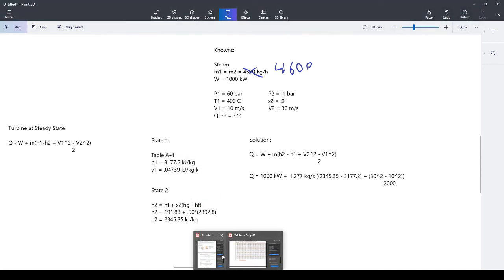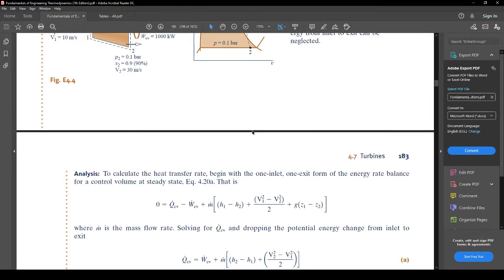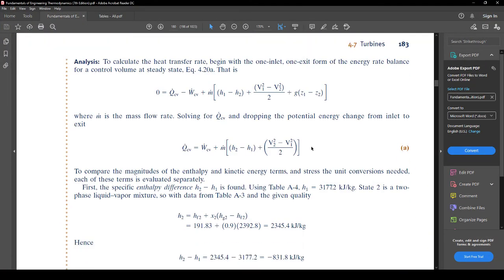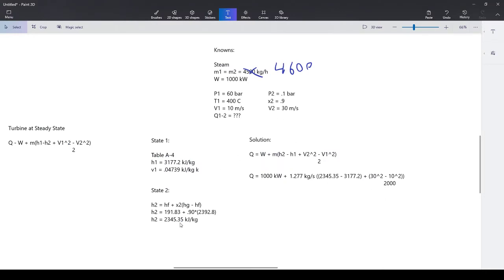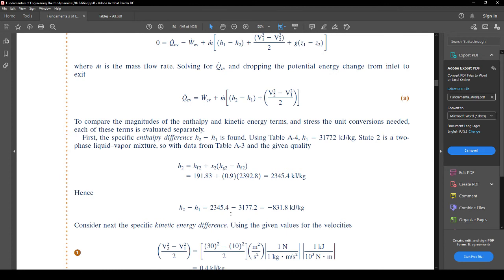So real fast, I'll just go back here, because they actually probably solved it. So we'll go through and see if we got it right. This is the equation they wrote first. Then it broke down to this. So they did it the way that I did. QCV is equal to work CV plus, and they flipped all the quantities around because it was add the opposite. Then they found H2 to be 2345.4. Our value was 2345.35, so they just rounded up.